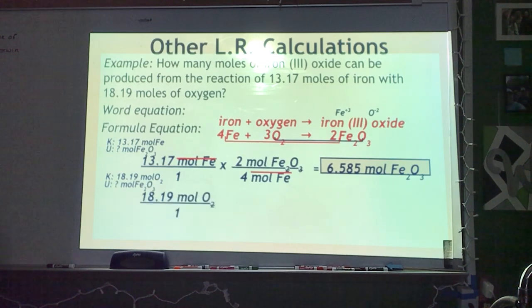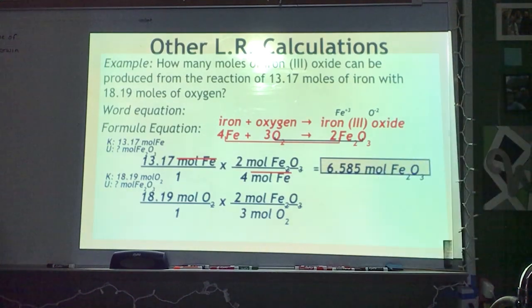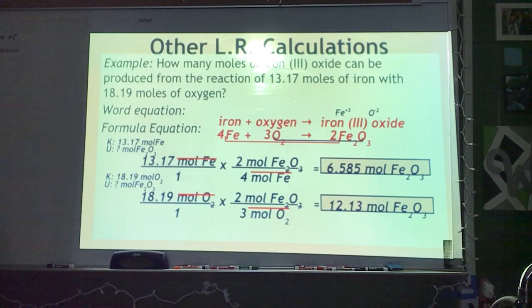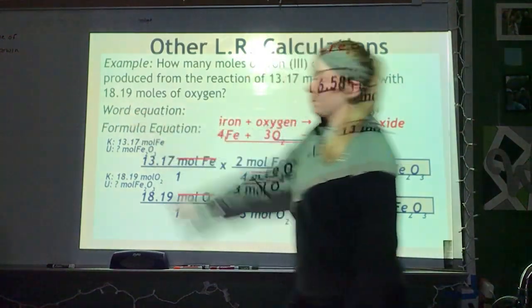So we're going to start with what we know, and then we're going to switch from moles of known to unknown. So we're going to have our 3 moles of oxygen on the bottom, our 2 moles of iron oxide. Again, these will be the exact same. Then we'll do 18.19 times 2 divided by 3. And you get 12.13 moles of iron 3 oxide. Again, 4 sig figs, 4 sig figs.